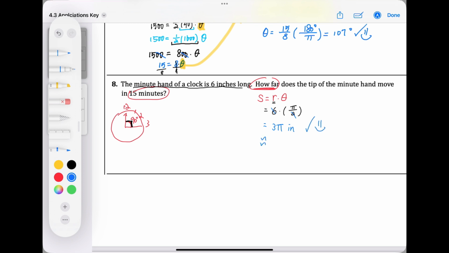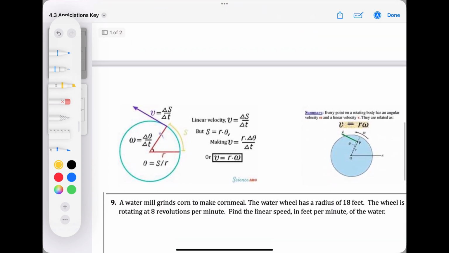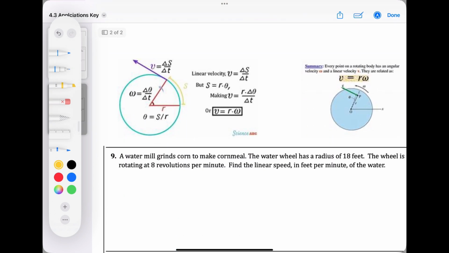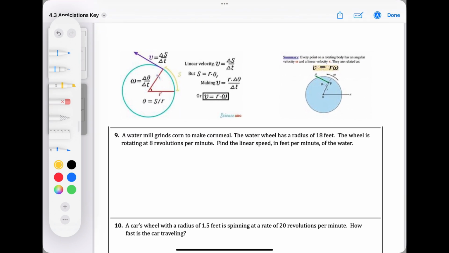Nothing wrong with this perfect number. Now, if you say, can I give you a decimal? Yes. 3 times 3.14, right? So you got 9.42 inches. Nothing wrong with a decimal, but be confident. Nothing wrong with the exact value. I do not need a calculator. Good. All right. The next two we're talking about is the rotation of a wheel.